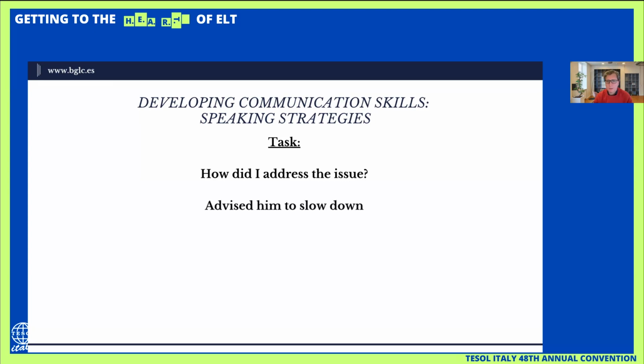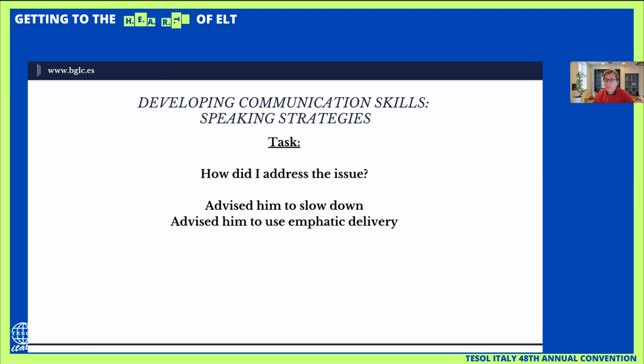How did I address the issue? I advised him to slow down. That's pretty obvious. Anyone would tell him to do that. He speaks too fast, as most Spanish and Catalan speakers do. So it's quite an obvious thing that we can do as language coaches: show them how to slow down, and what the difference is between speaking very fast like this and slowing down how we speak. 20% difference, 10% difference. Notice the difference.